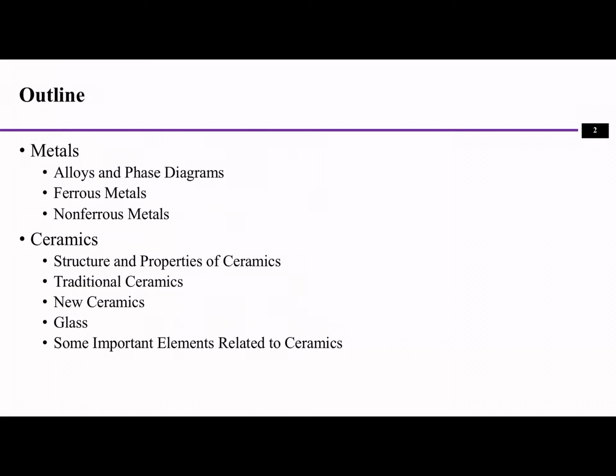So in this lecture, we'll have two major topics. First, I want to talk about the metals, and then next, I want to talk about ceramics. In metals, mainly I want to discuss different alloys and also ferrous metals versus non-ferrous metals. In ceramics, I want to discuss structure and properties of ceramics, traditional ceramics, and also new ceramics. Also, glass as a special type of ceramics all will be discussed. Lastly, we're going to talk about some other elements related to ceramics, for example, carbon and boron, and also silicon.